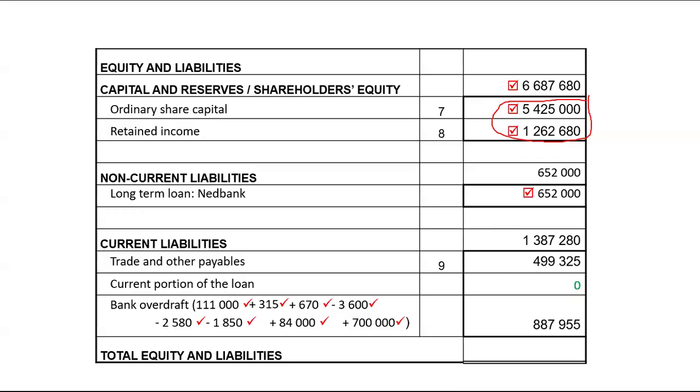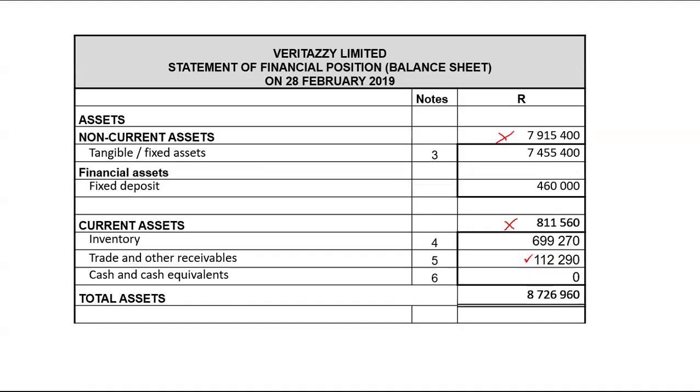To get my total equity and liabilities, I will take shareholders' equity, add it with non-current liabilities, add it with current liabilities. That will give me 8,726,960, which must be the same as total assets. If they're not, you made a mistake somewhere. You're in the exam. Do you have time to correct that mistake? The answer is no. Move on.